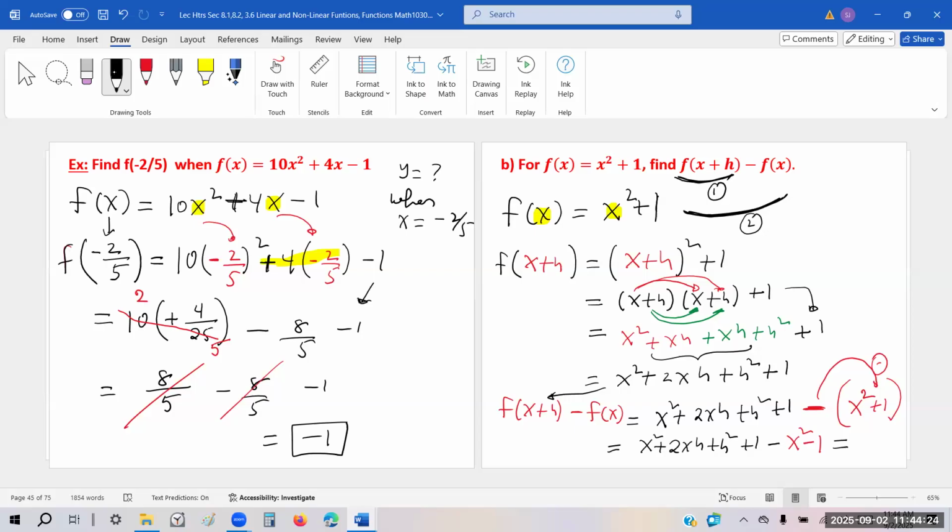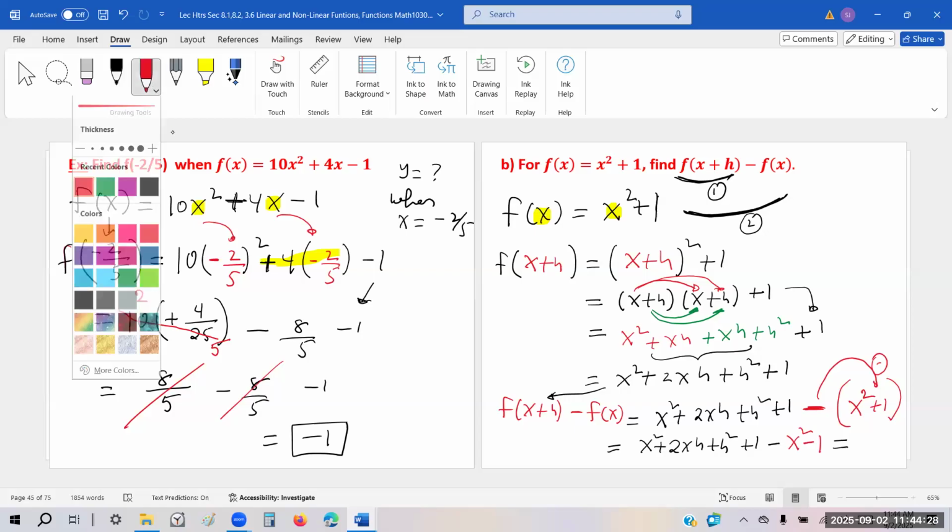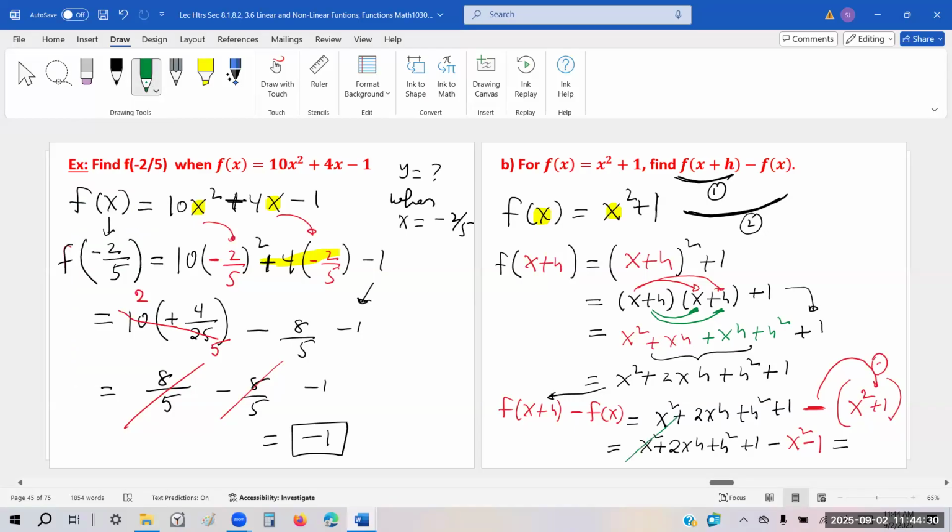Can we cancel anything? What can you cancel? x squared: plus x squared minus x squared. Plus 1 minus 1. What is left? 2xh plus h squared. So that's your answer. If you don't see, let me write it bigger. 2xh plus h squared.